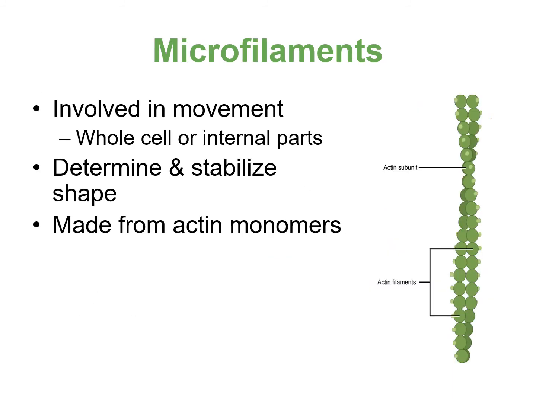Of the three types of protein fibers that make up the cytoskeleton, microfilaments are the narrowest. They function in cellular movement and have a diameter of about 7 nanometers, and they're comprised of two globular protein intertwined strands, which we call actin. So for this reason, we can also call microfilaments actin filaments.